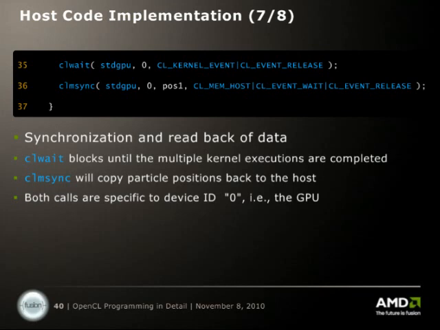have occurred. Then at line 36, we're going to bring the data back from the GPU to the host, and we do that with CLM sync, where here the difference is that we're syncing to the host in this case. So we're going to bring the particle positions back. At that point, if you were doing some type of visualization along with this calculation, you could display the particle positions maybe every 10 steps, for example. And again, in both of these calls, the 0 on the second argument simply indicates that we're using device ID 0, which represents our single GPU in our system.